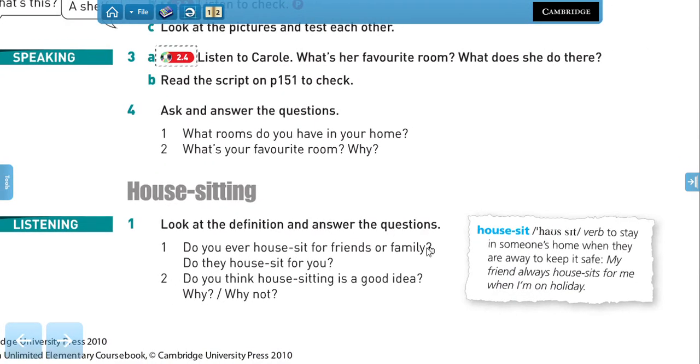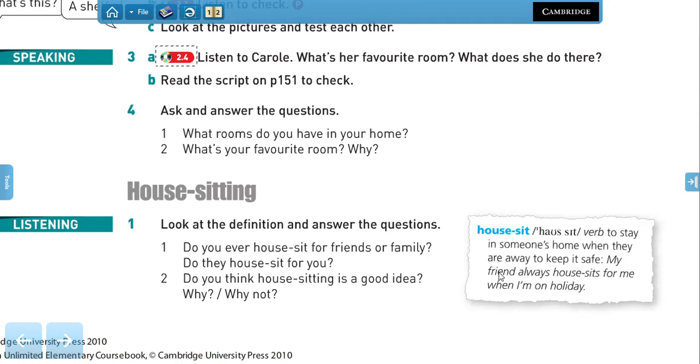We're going to be studying a concept which is called house sitting. House sitting is a word that doesn't have a translation into Spanish, right? But here we have the meaning. House sit, which is the verb, this is the noun and the verb, right? Means to stay in someone's home when they are away to keep it safe. An example of a sentence would be: my friend always house sits for me when I'm on holiday, right? House sits because we're talking about a third person singular.